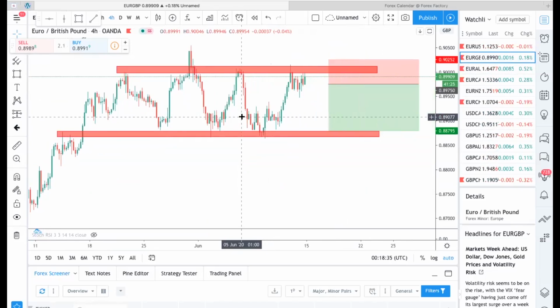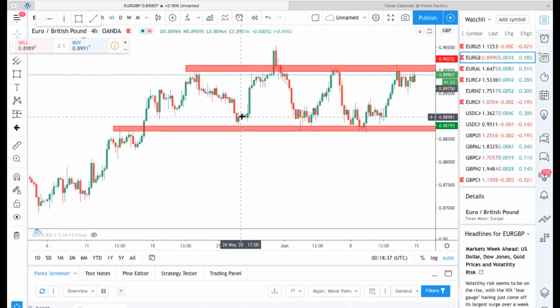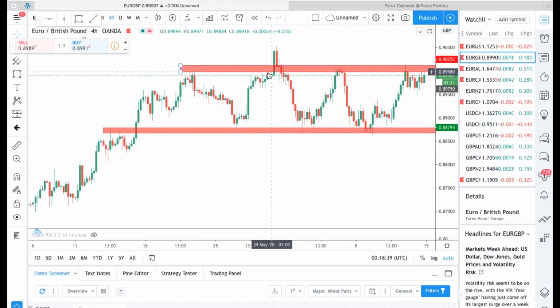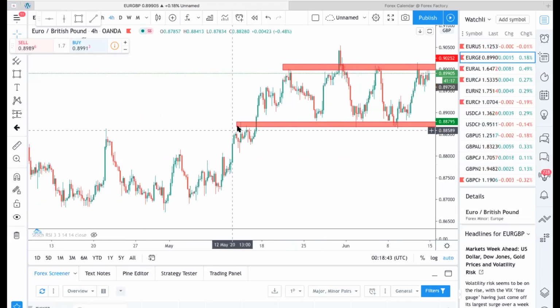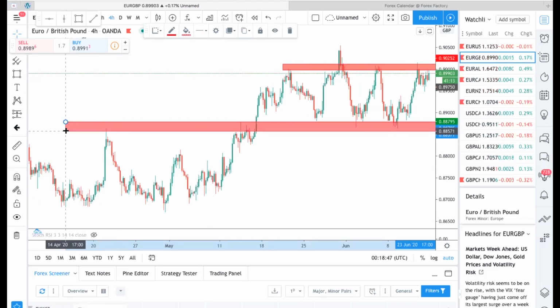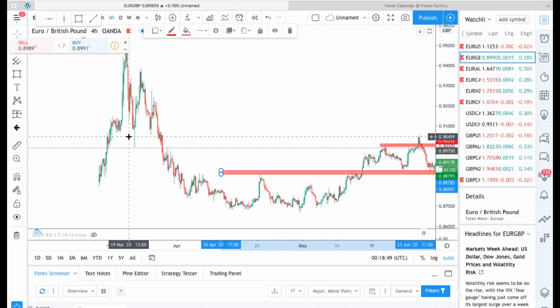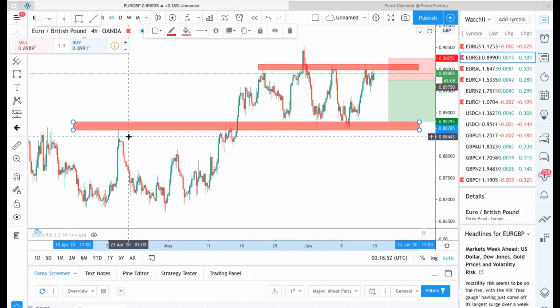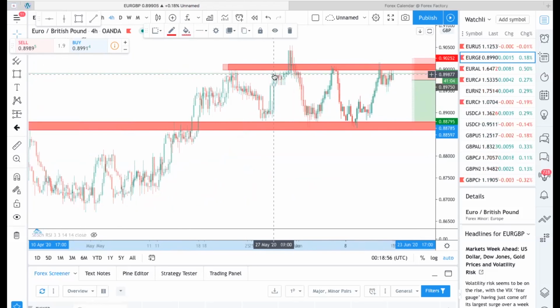All right. So here's our next one. We have support here and we have resistance. The price broke through. Let's see where it was coming from. It's coming from all the way out here. Okay. The price broke through this resistance above, pushed towards the top.